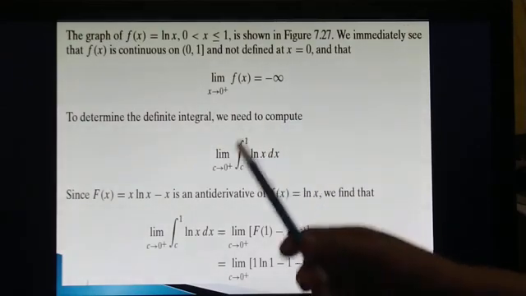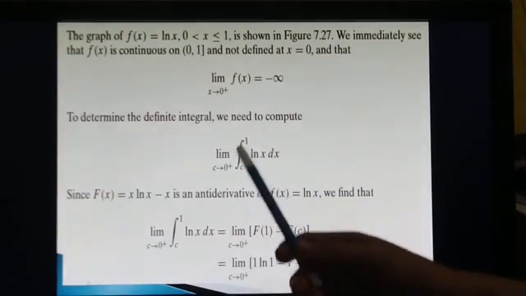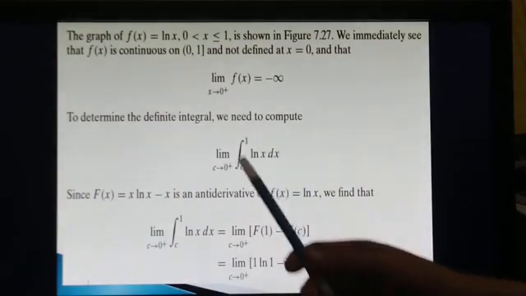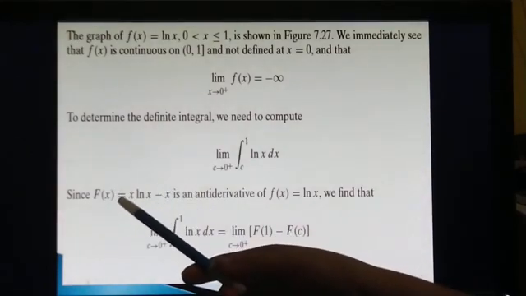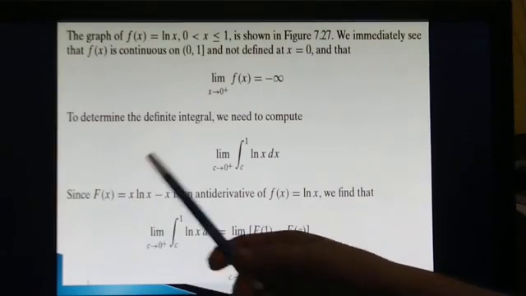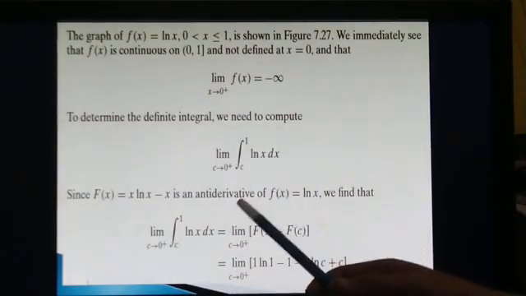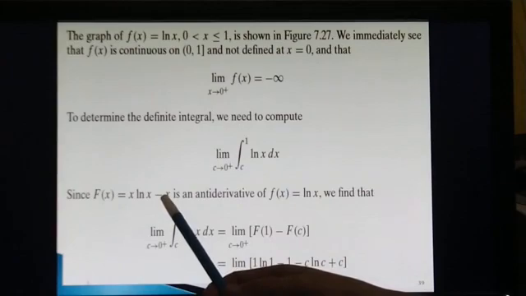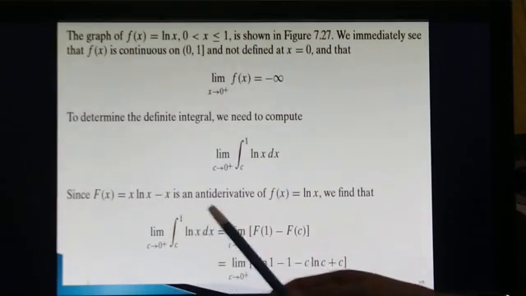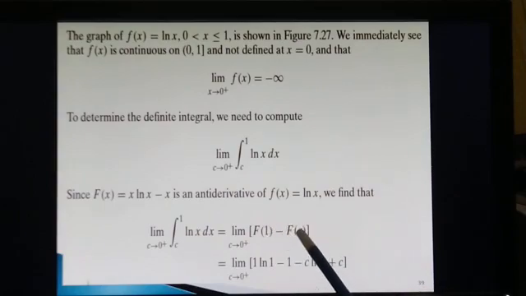First of all, we have to calculate this definite integral. It is very easy by using partial integration. By using partial integration, the antiderivative of ln x dx is equal to x ln x minus x. So altogether, this integral is equal to F(1) minus F(c). It is equal to 1 ln 1, which is 0, minus 1, minus c ln c plus c.